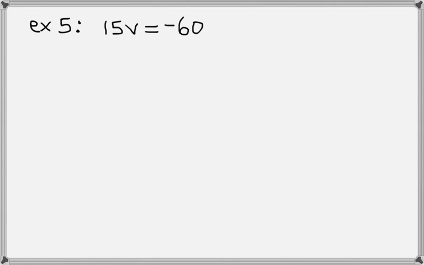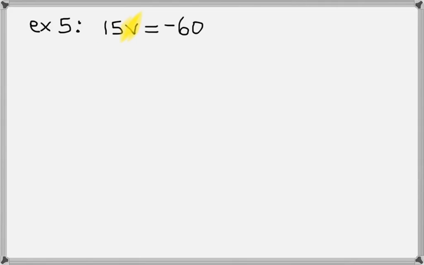Here in example 5, we have 15v is equal to negative 60. The steps are not going to change just because our operations have. We first need to figure out what we are trying to solve for. Well, we're trying to solve for that v. What is preventing that v from being by himself? That times 15 that is attached to him. How do we undo multiplication by 15? You undo multiplication using division.